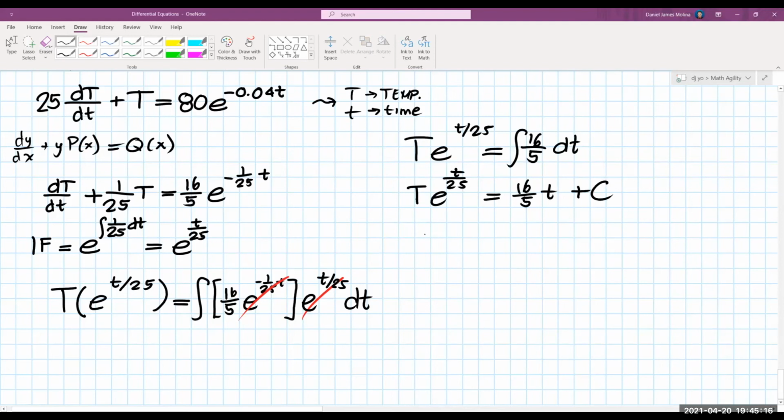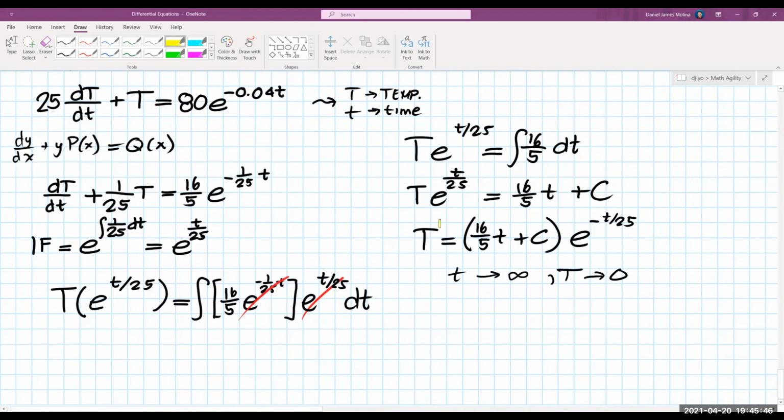So solving for T, we'll deal with negative exponents. So we have 16 over 5 t plus c, times e raised to negative t over 25. As you may notice, the exponent of e is negative, so just as additional info, as t approaches infinity, T approaches 0. So that's it for this problem. I'll just highlight the general solution, our final answer here.